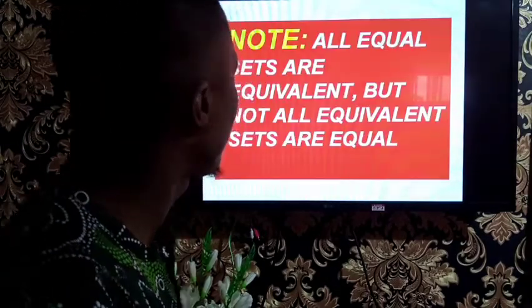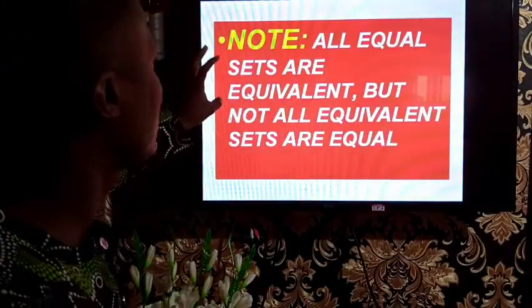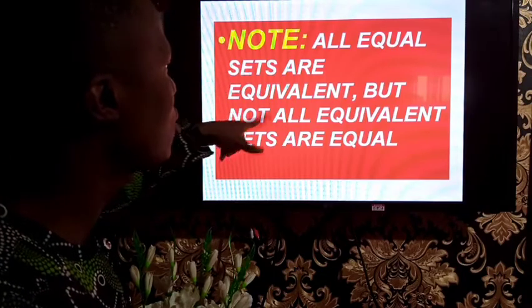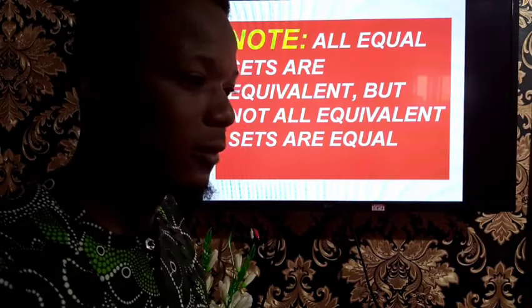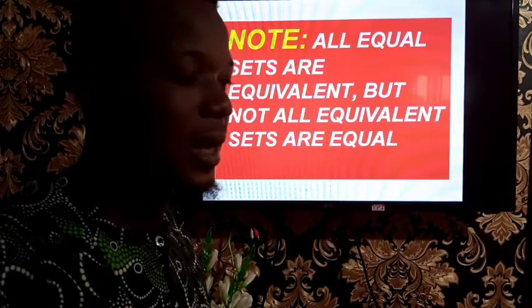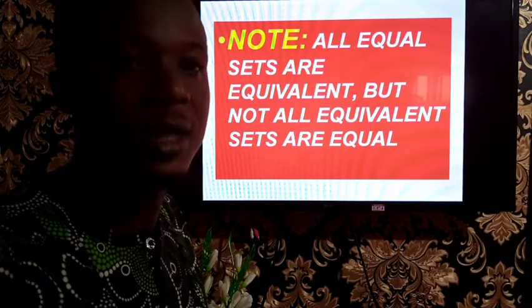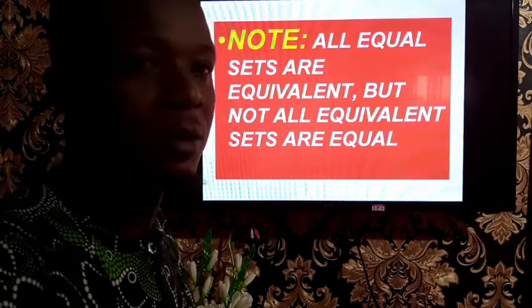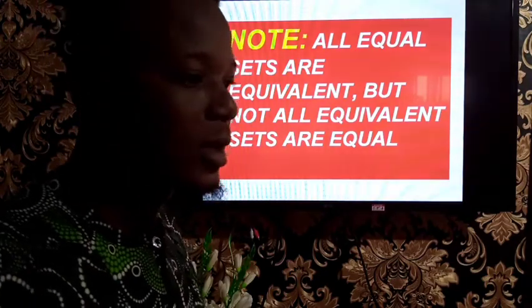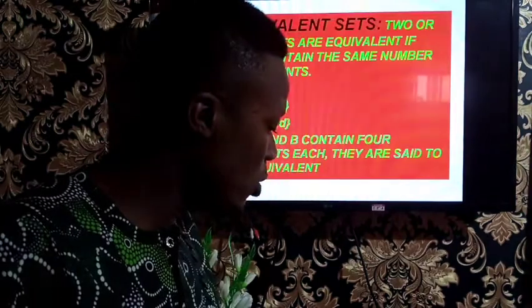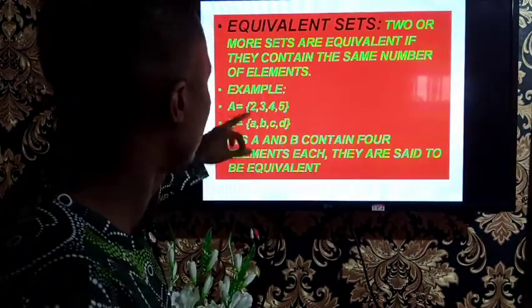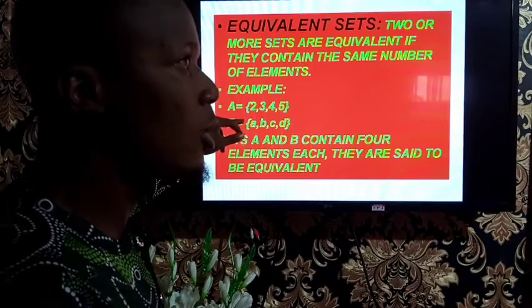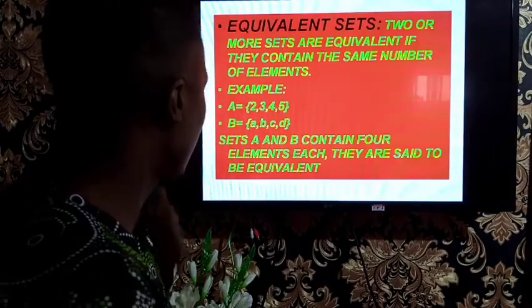Now look at this slogan in mathematics. All equal sets are equivalent, but not all equivalent sets are equal. If two sets are equal, automatically they are equivalent because if they contain the same elements, they are containing the same number of elements. But equivalent sets cannot always be equal. For example, here, these two sets are equivalent, but they are not equal. For them to be equal, they must contain the same elements.